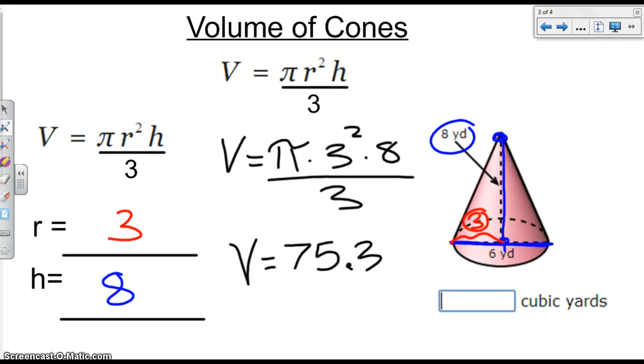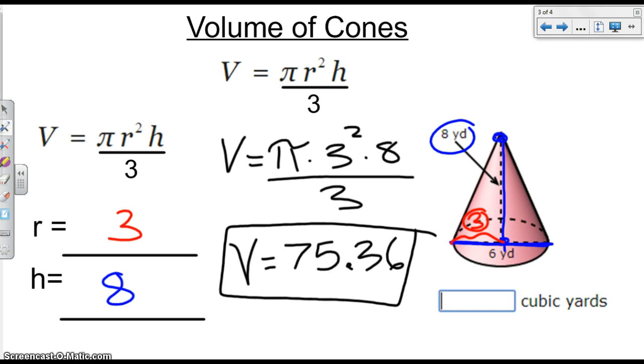75.36. So 75.36. And remember, to get that answer, you're not plugging in pi, you're going to plug in 3.14. All right? Yeah, perfect. Thank you for adding that. And so once again, the cone problems are pretty simple. And that's how you do those.